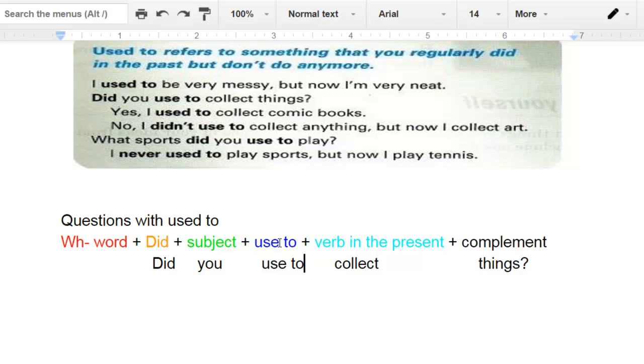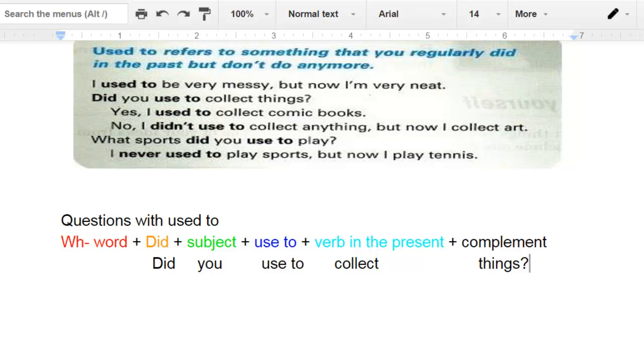If you notice, used to is not in the past, it's in the present. And then it's going to follow the verb in its present tense. And then finally, we'll have some sort of complement. And how do we answer this type of questions? Well, we can either have a positive response such as, yes, I used to collect comic books, or no, I didn't used to collect anything, but now I collect art.